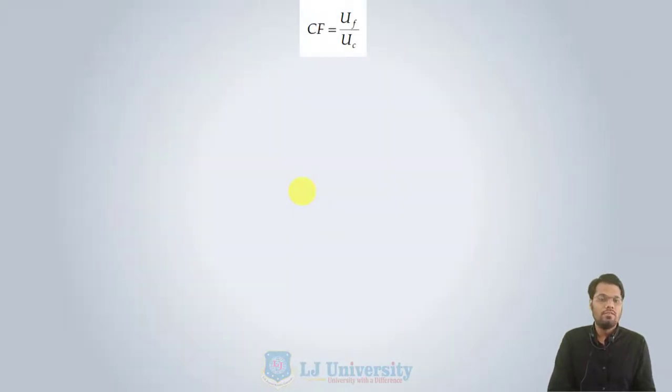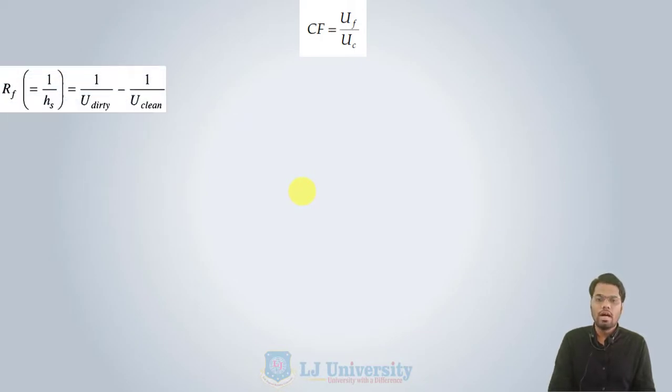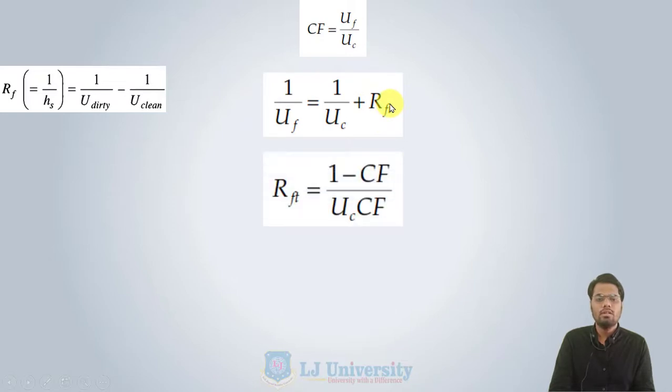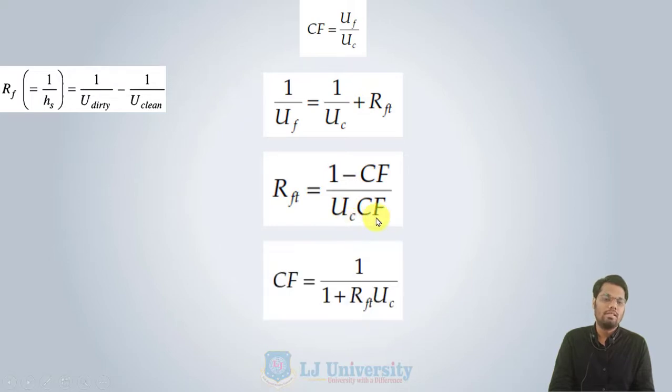So this approach provides a fouling allowance that varies directly with the clean surface overall heat transfer coefficient. Now we have the equation CF equals UF divided by UC. From the previous lecture, we have RF, the fouling factor, which is the reciprocal of the fouling coefficient, equal to 1 upon UF minus 1 upon UC. From this equation, we can write 1 upon UF equals 1 upon UC plus RF. Simplifying, we get RF equals (1 minus CF) upon (UC times CF), or CF equals 1 upon (1 plus RF UC).